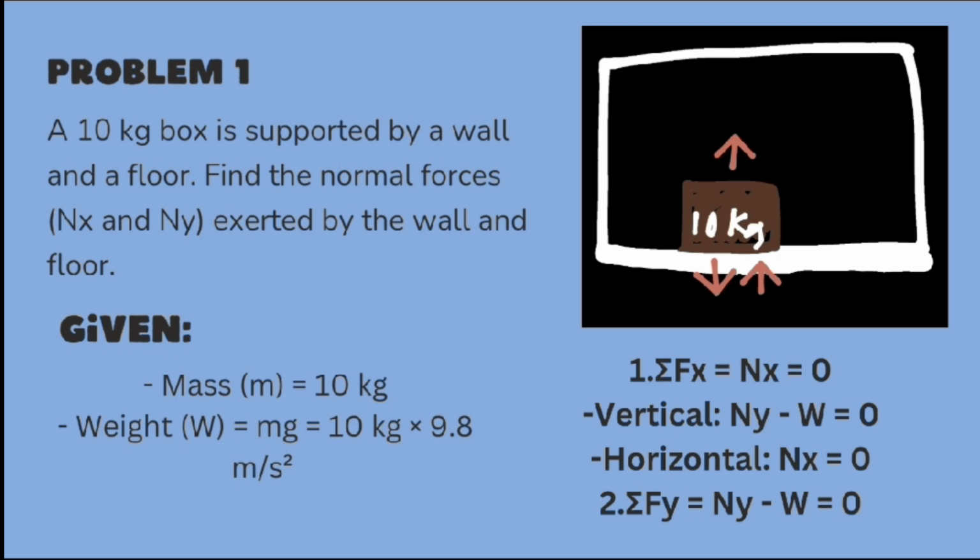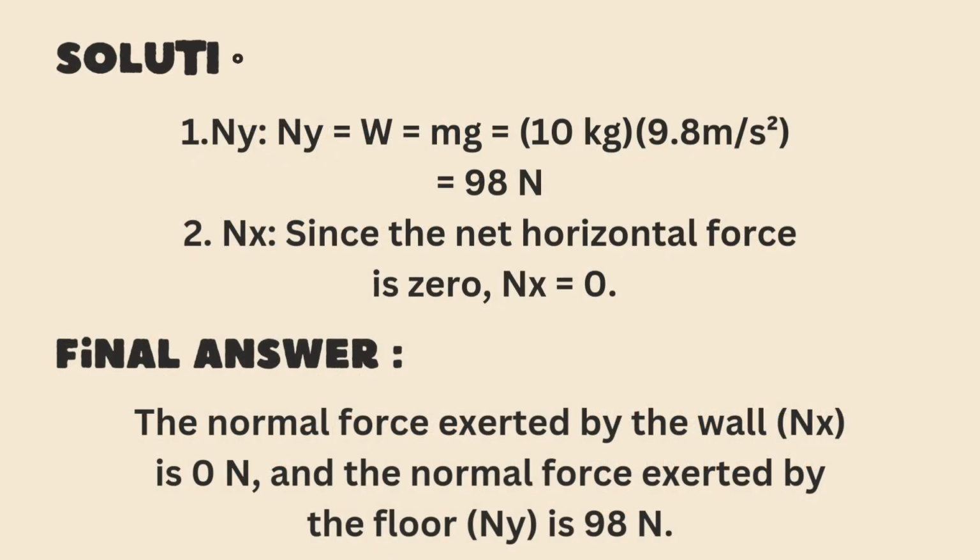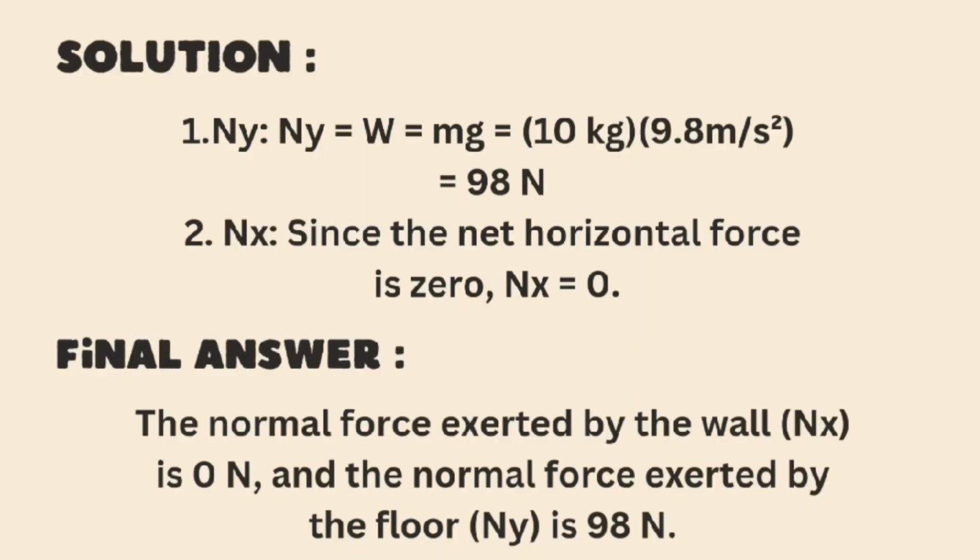So here is the solution. Ny is equal to the weight force, mg, which is the mass of the box, 10 kg, multiplied by acceleration due to gravity, 9.8 meters per second squared, equals 98 newtons. And Nx, which is the wall, since the net horizontal force is 0, Nx is 0. And the final answer is the normal force exerted by the wall, Nx, is 0 N, and the normal force exerted by the floor, Ny, is 98 N.